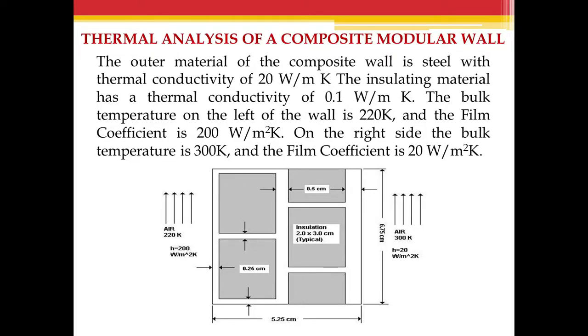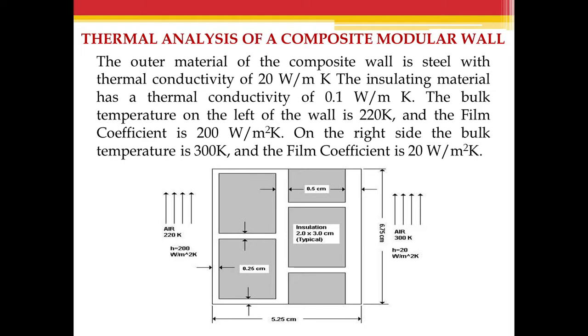In this video, we're going to discuss the thermal analysis of a composite modular wall, as shown in the given figure. Here, the outside of the composite wall is steel with a thermal conductivity of 20 watt per meter Kelvin. The insulating material has a thermal conductivity of 0.1 watt per meter Kelvin.